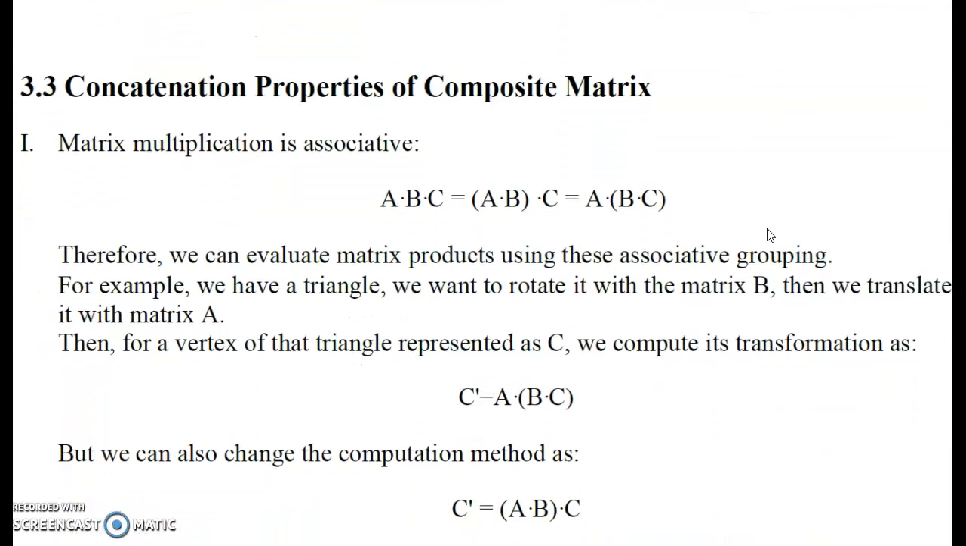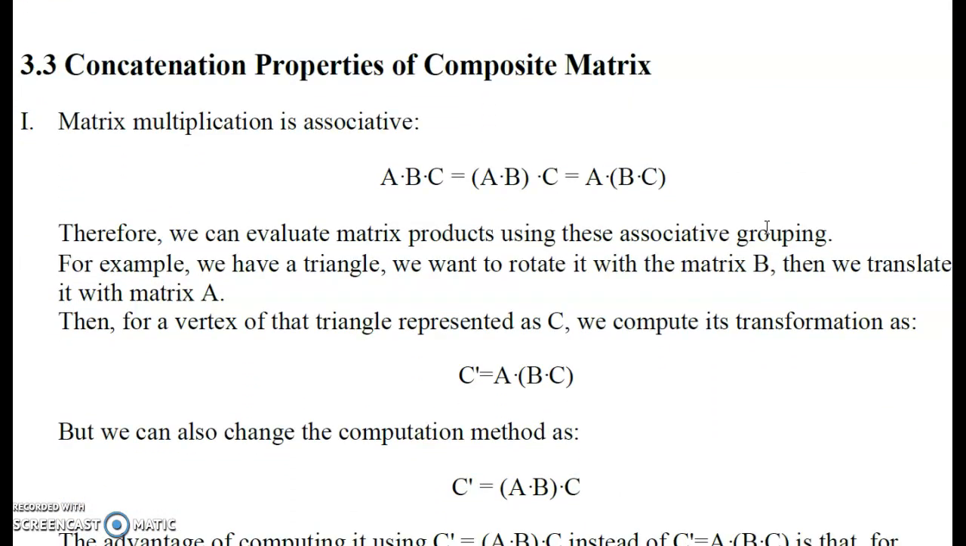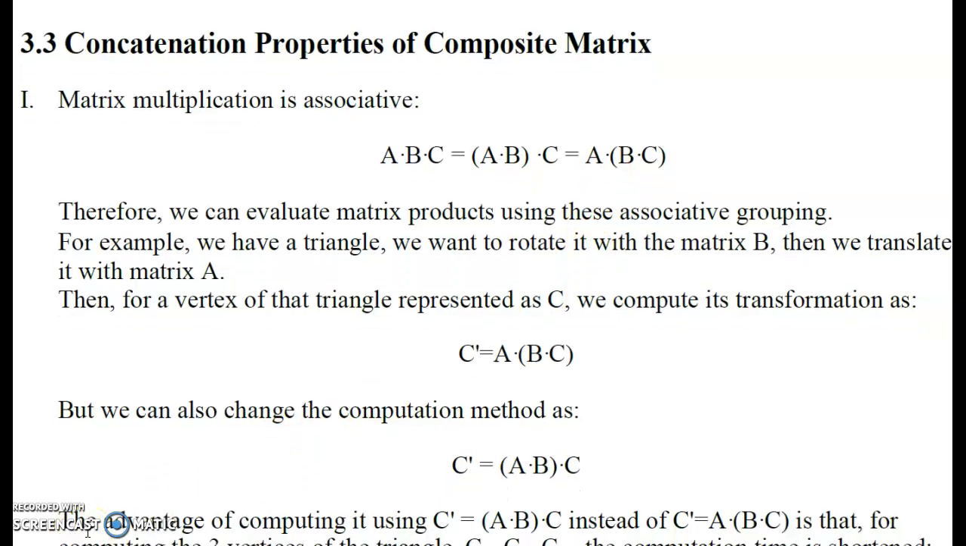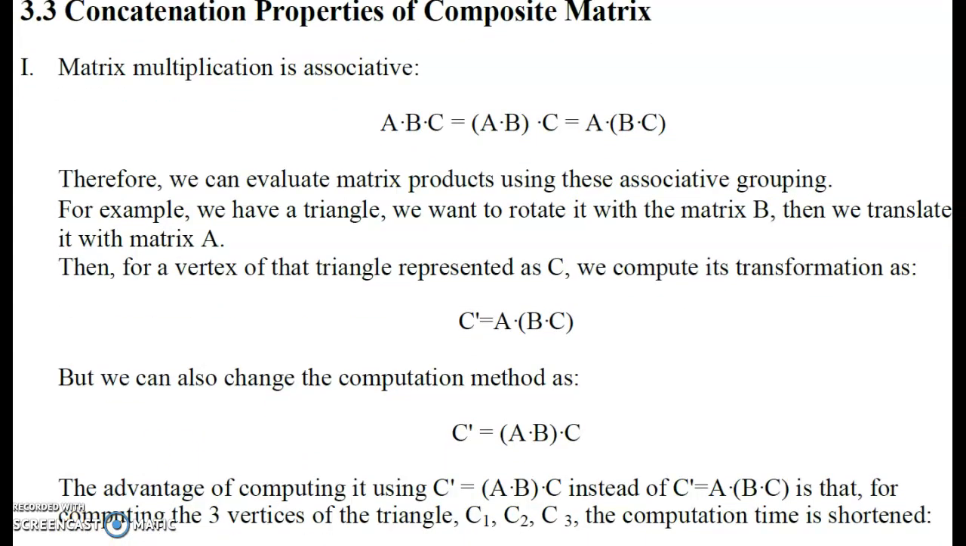The next topic is concatenation of properties of composite matrix. Composite matrix multiplication is associative. What it means is that A into B into C can be written as A into (B into C) or (A into B) into C. This is a very important property for matrix multiplication.